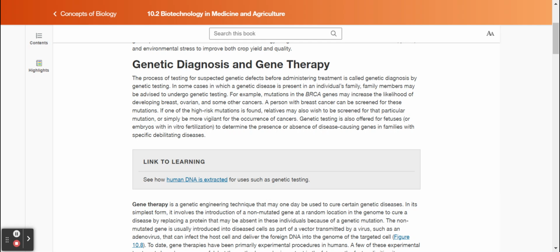If one of the high-risk mutations is found, relatives may also wish to be screened for that particular mutation or simply be more vigilant for the occurrence of cancers. Genetic testing is also offered for fetuses or embryos with in vitro fertilization to determine the presence or absence of disease-causing genes in families with specific debilitating diseases.